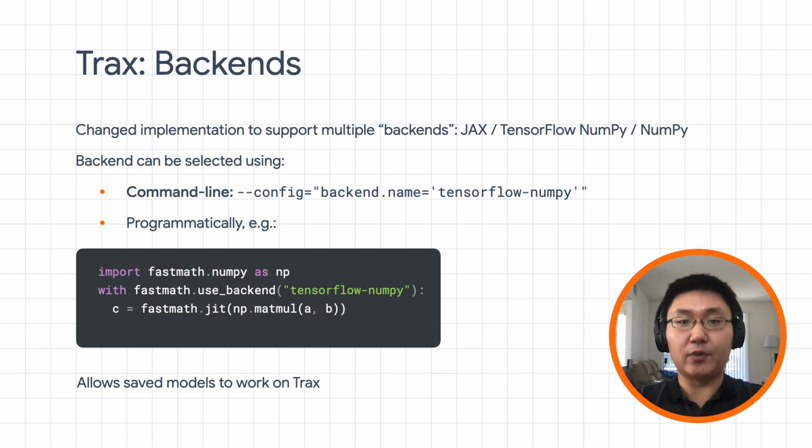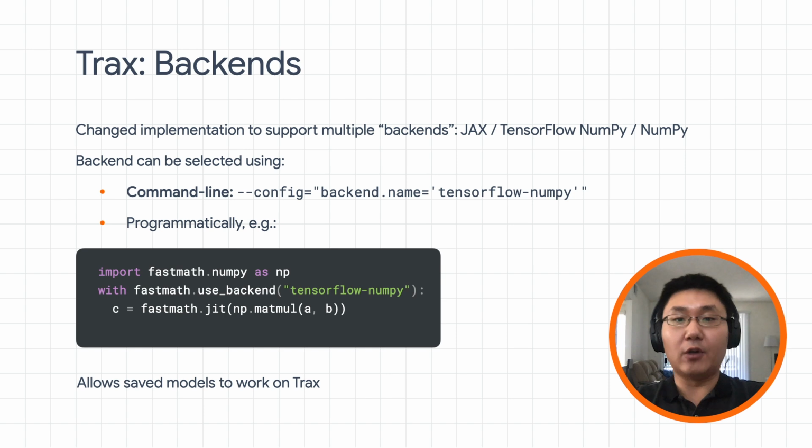So in order to switch backends, there are two ways. You can do it on the command line by just giving one extra command line argument, or you can do it more locally within the code, more programmatically. So in Trax, there is a fast math module, and the fast math module has a use_backend Python scope manager. So when you open a Python scope using use_backend, all the code within that scope will use the backend you specified in use_backend.